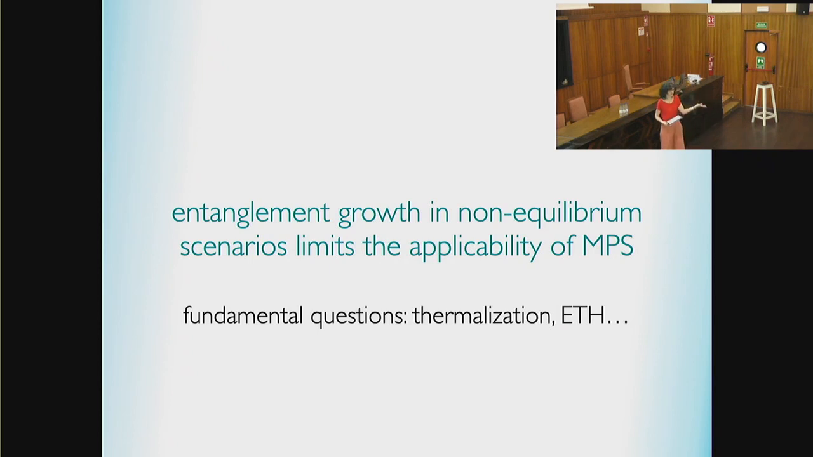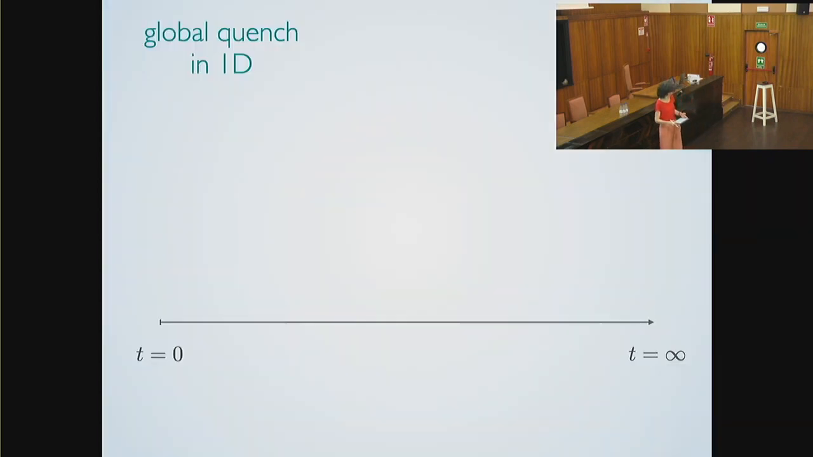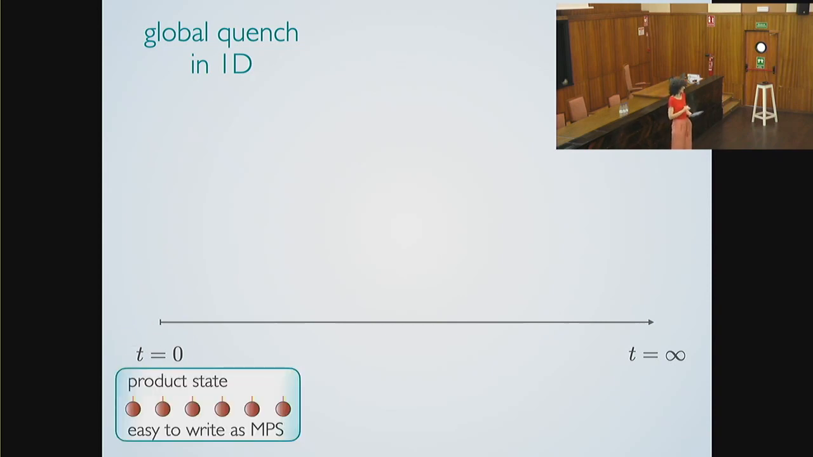whether or how a quantum system evolved out of equilibrium thermalizes. And let me just show this picture to basically finish. The, say, paradigmatic setup to study out of equilibrium dynamics is that of a global quench. So what happens in a global quench in 1D is that at time 0, you prepare your state in an easy state, for instance, a product state. This is exactly a matrix product state, as shown in this picture.